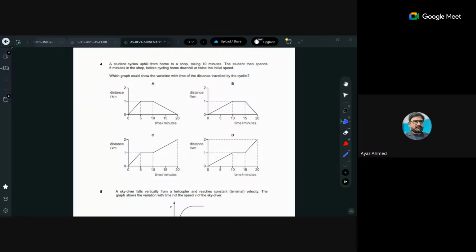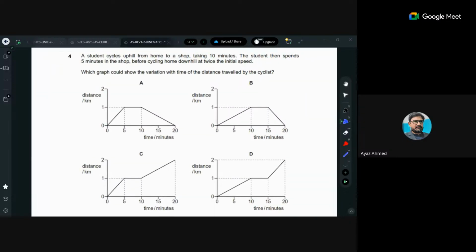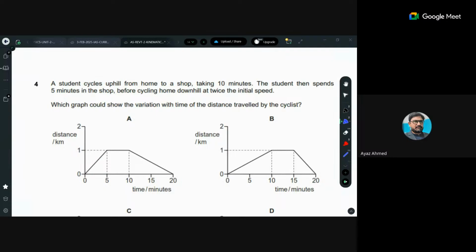Okay. Go back to question number four. A student cycles uphill from home to a shop taking 10 minutes. The student then spends 5 minutes in the shop before cycling home downhill at twice the initial speed. The cyclist goes uphill from the home to the shop, and it takes 10 minutes. Then he spends 5 more minutes there at the shop. It means that he is at rest, and then down the hill with twice the speed.